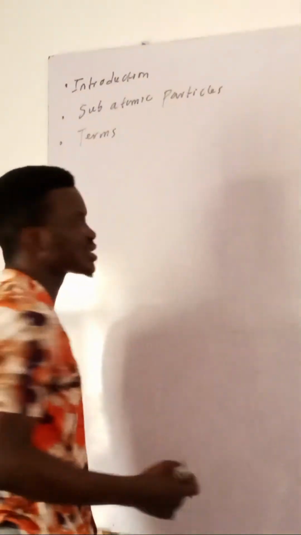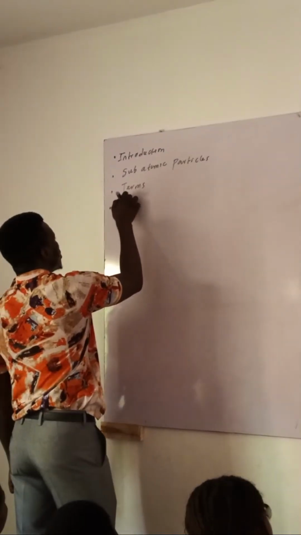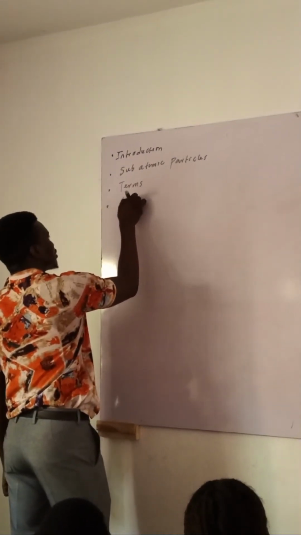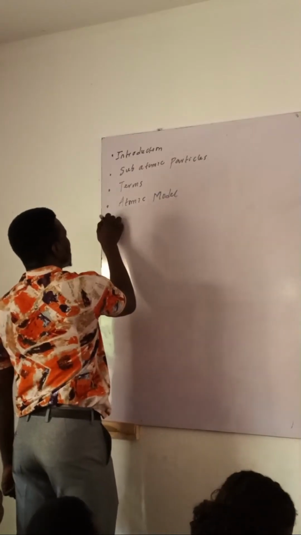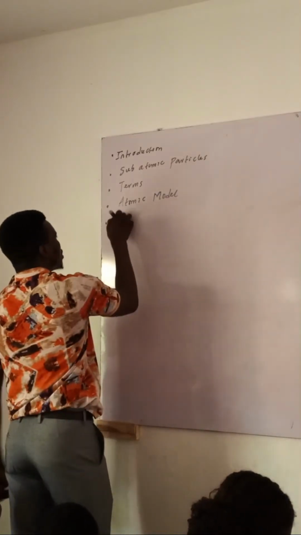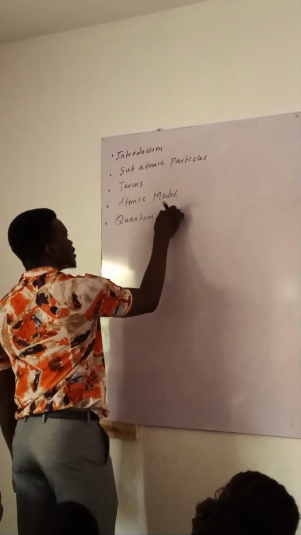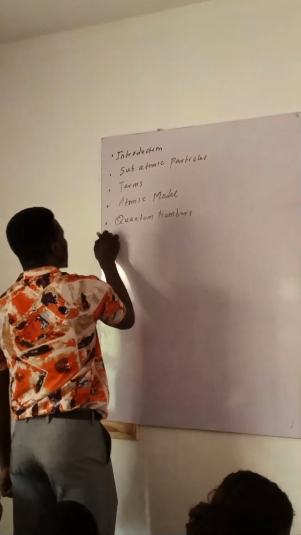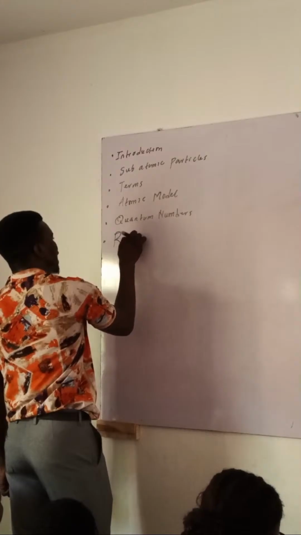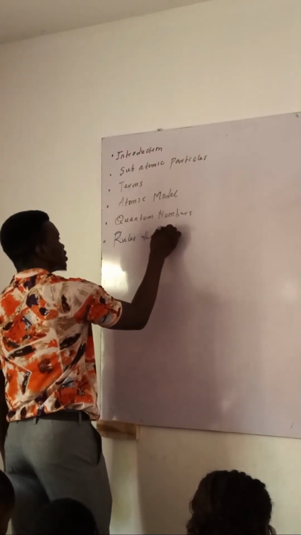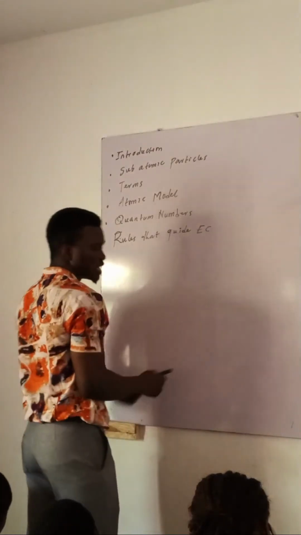For the sake of this class. Then after talking about those terms, we look at the atomic model. Then after that, the quantum numbers. So we look at the quantum numbers in summary. Then the rules that guide electronic configuration. And that should be all.